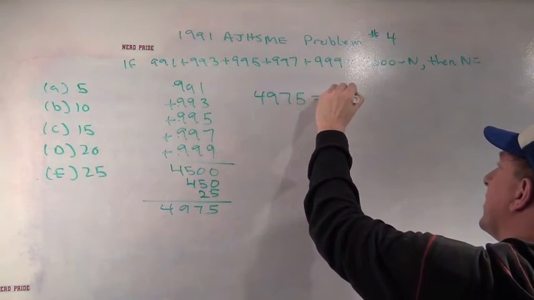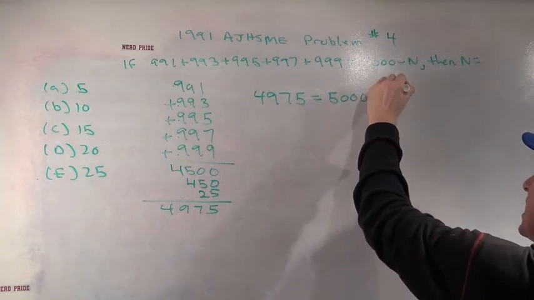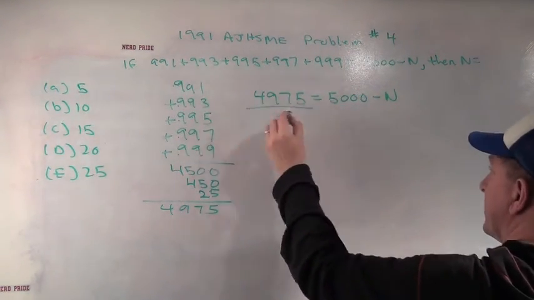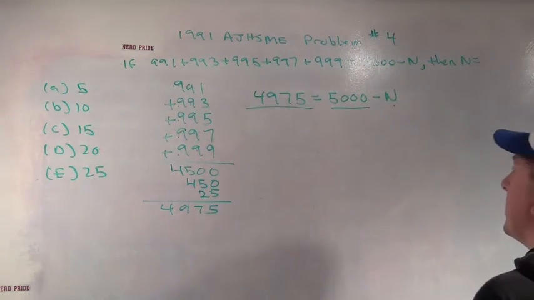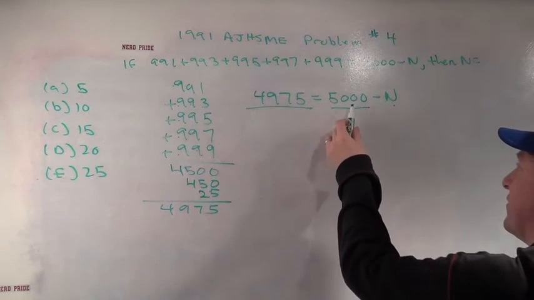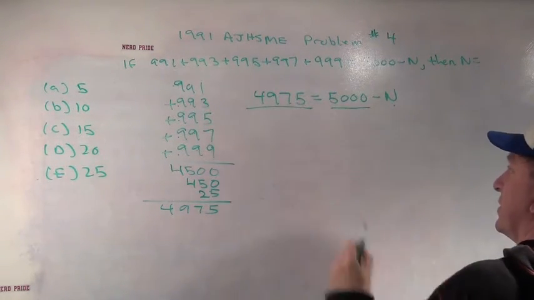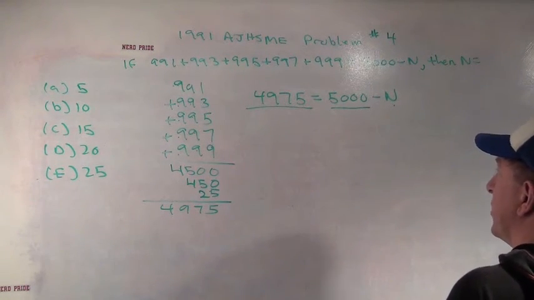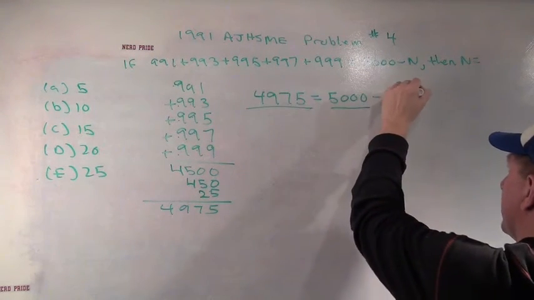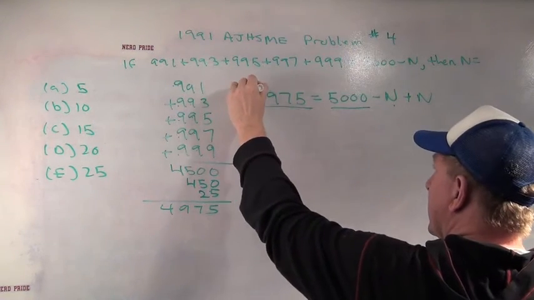So we get 4,975 equals 5,000 minus n. And all this is saying is 4,975 equals 5,000 minus some number. Well, what is that number? We can see that 5,000 minus 25 is 4,975. Or if you want to do the algebra, we just add the n's: add n to this side, plus n to this side.